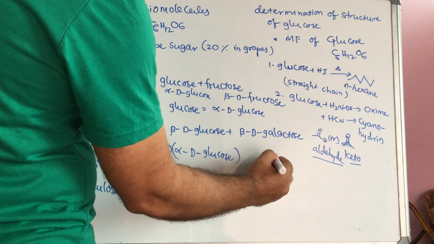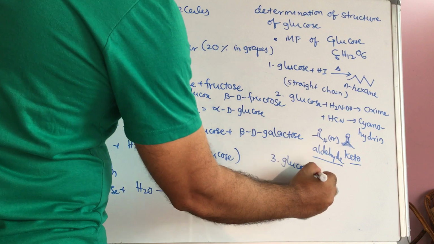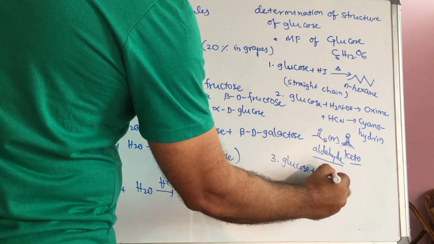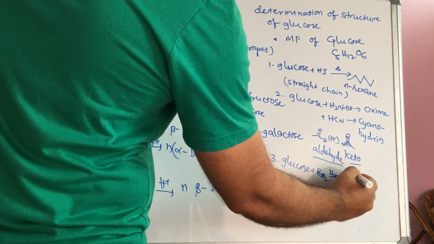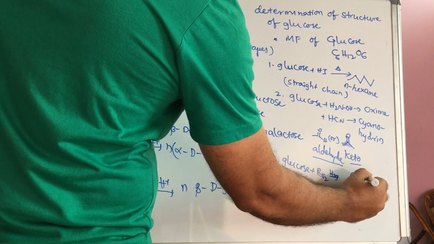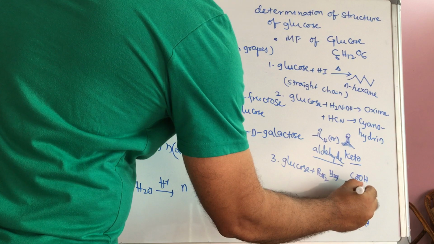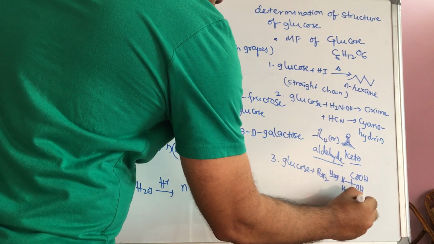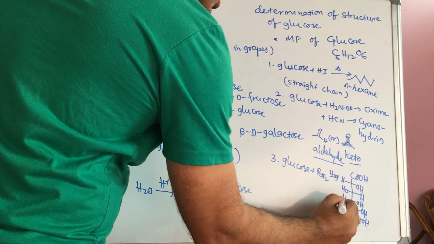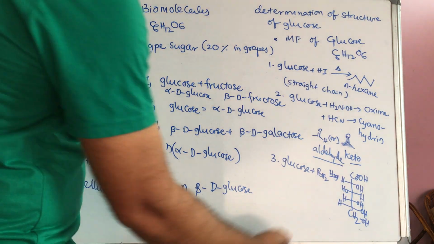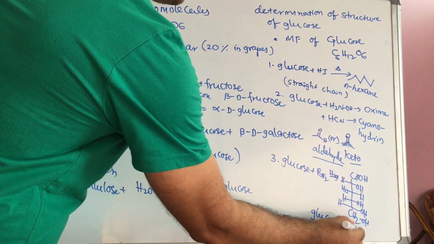For that purpose we do the next reaction. Glucose reacts with bromine water, which is a mild oxidizing agent. Then it forms gluconic acid. I am writing that formula here, because sometimes they may ask which of the following is gluconic acid. This is called gluconic acid.